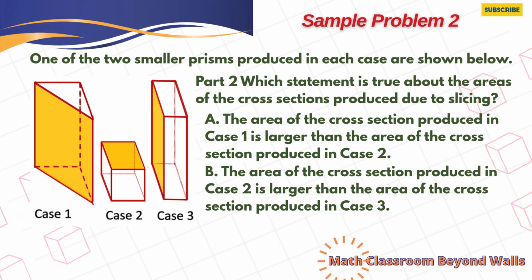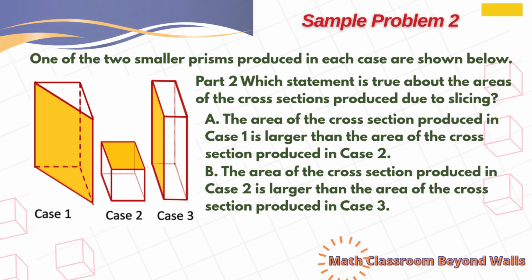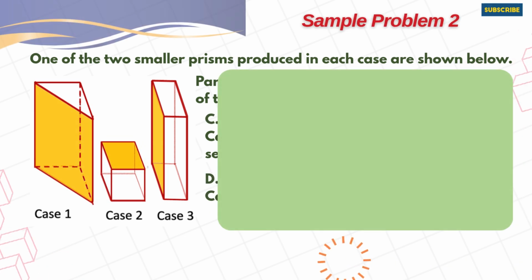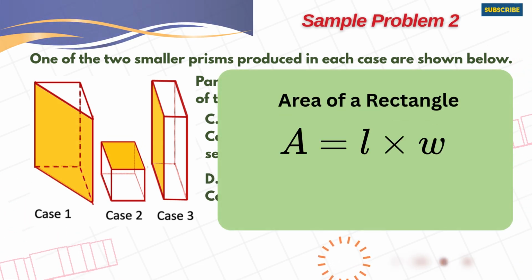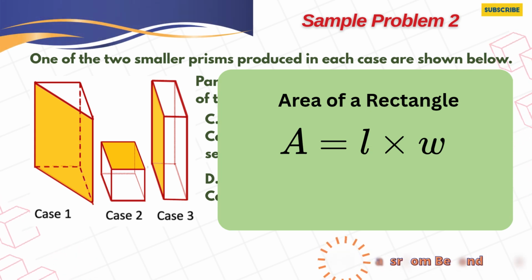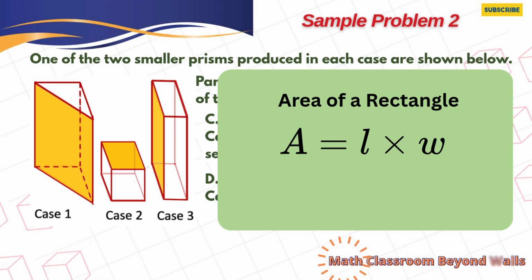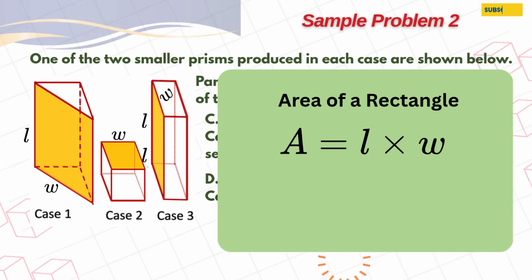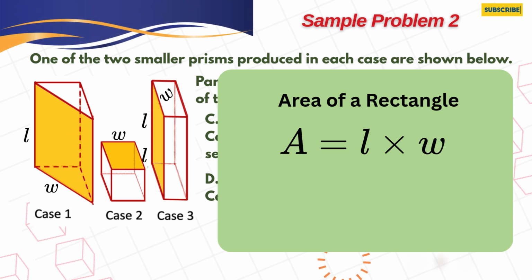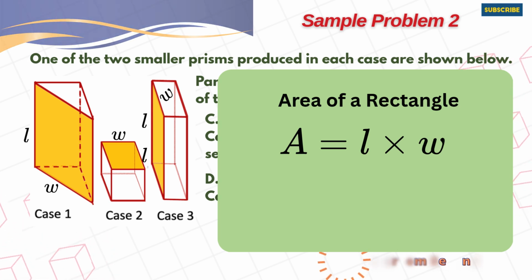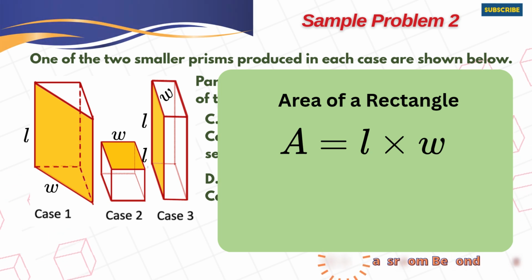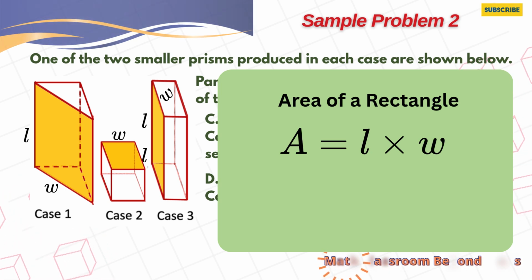Recall that the formula in getting the area of the rectangle is length times the width. So that it will be easy for us to compare the areas of the cross-section in each case, we will label the length and the width of each cross-section. Let's go. Can we now compare the cross-section of each, learners? Okay, let us analyze the situation further. Look at the diagram carefully.